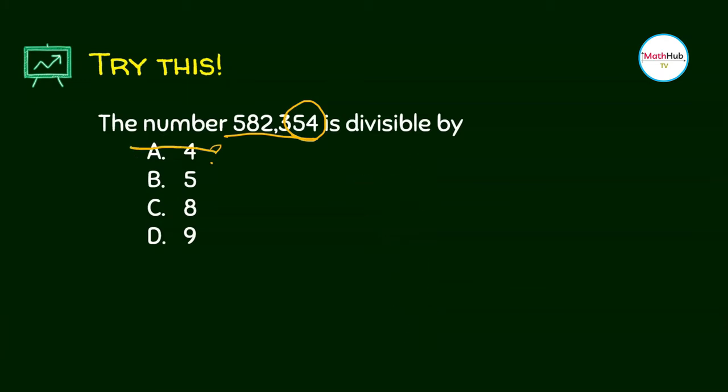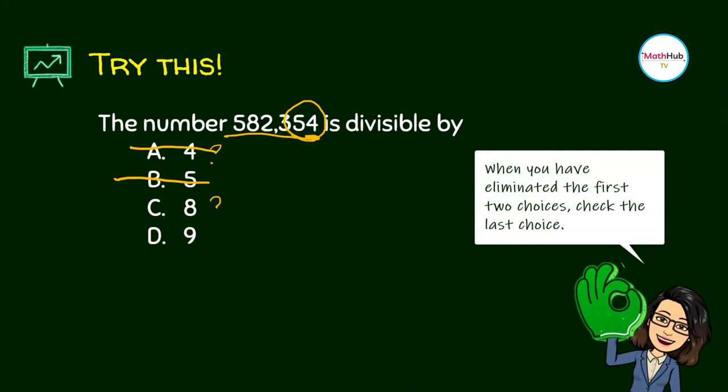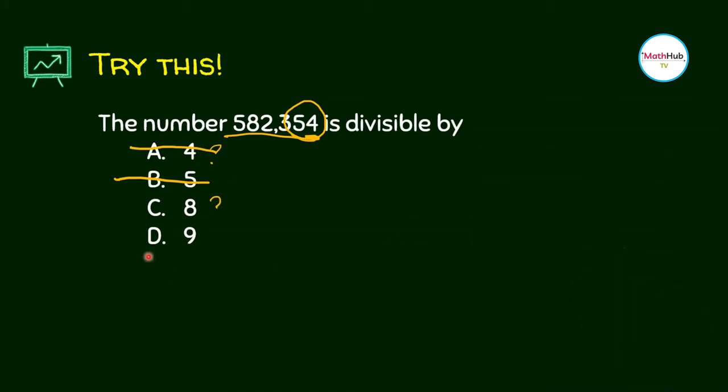So, eliminate. Definitely, this one cannot be divisible by 5 because its last digit is 4. Usually, when I'm solving and I already eliminated the first two choices, I always go to the last choice. That's just my technique. Okay? So let's see, is this divisible by 9? And actually, I would prefer to check that instead of checking if it's divisible by 8. Because if you want to see if it's divisible by 8, you would have to check the last three digits, and I do not want to divide. Okay? So let's look at choice D.